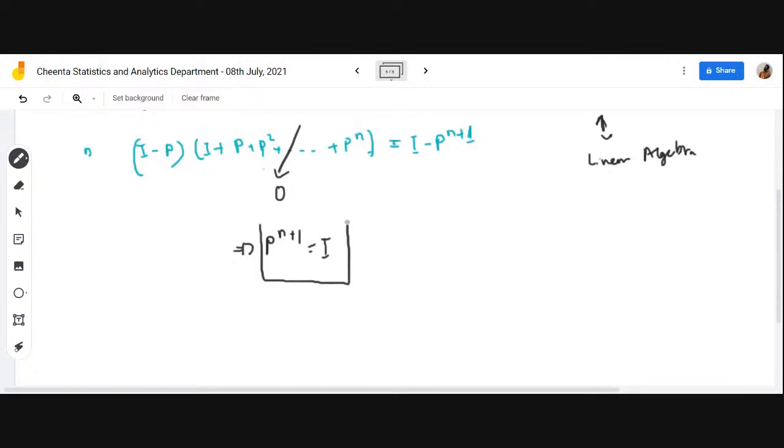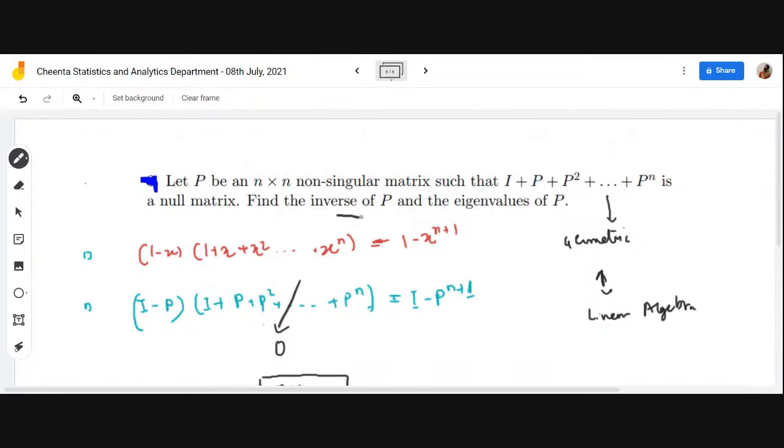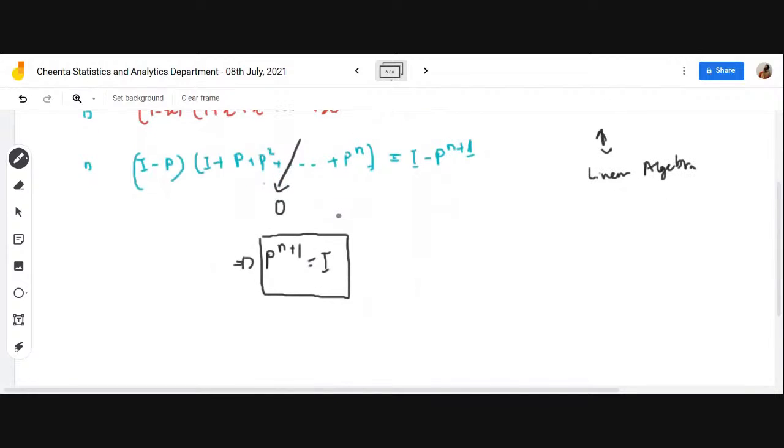It's a very interesting idea, but if it asks you to find the inverse of P, can you find the inverse of P from this information, guys? P to the power n plus 1 is equal to I. So can you find the inverse of P from here?